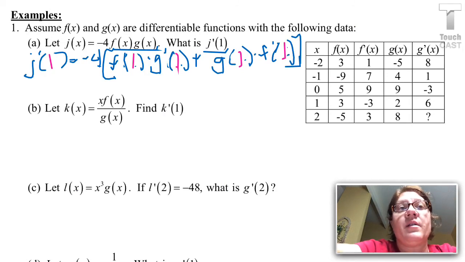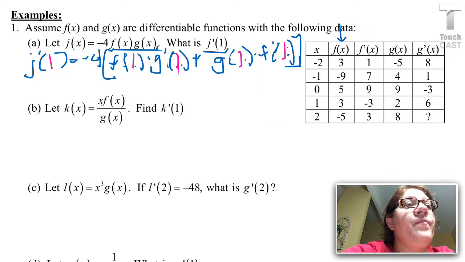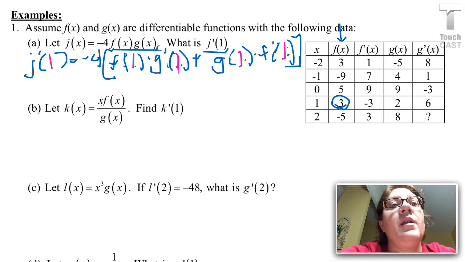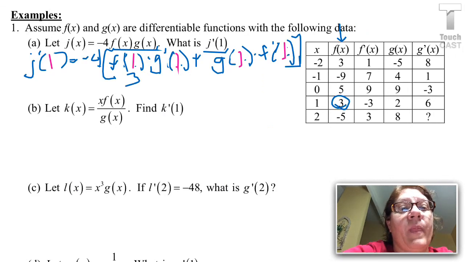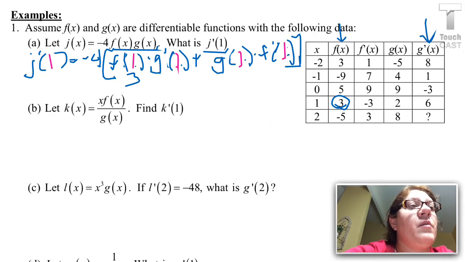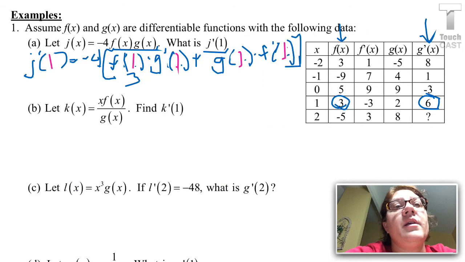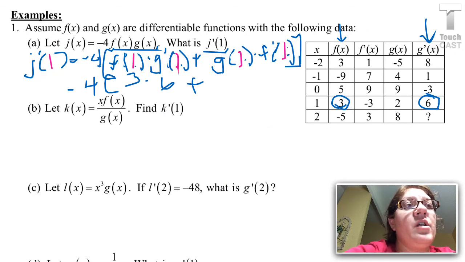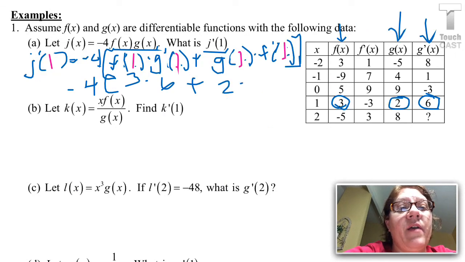So now I'm ready to look at my table and plug in. So let's see, I need f of 1. So this is the f column, and f of 1 is 3. And then I need g prime of 1, so this is the g prime column, which is 6. So I'm going to have 3 times 6 there. Remember that -4 is in front still. And g of 1, I've got to go to the g column, and f prime, I've got to go to the f prime column.